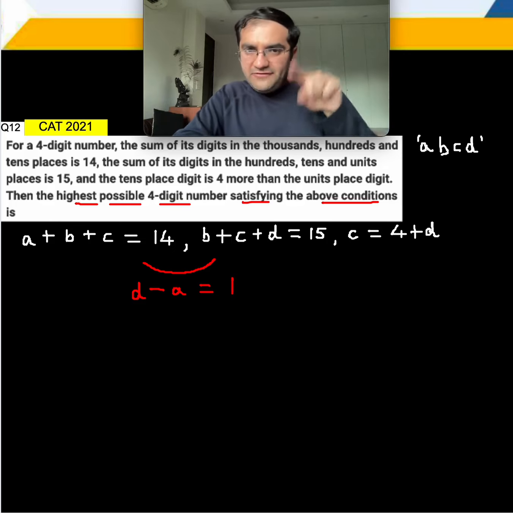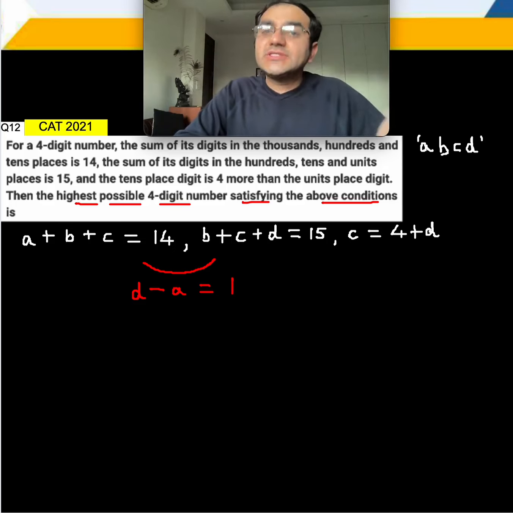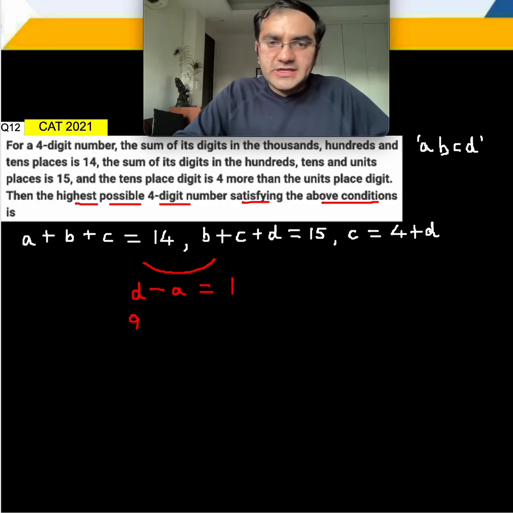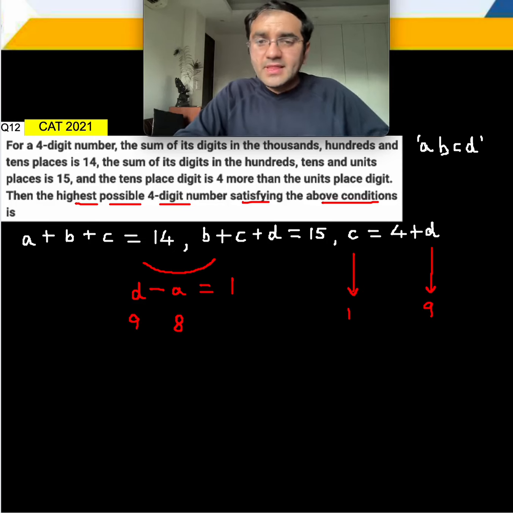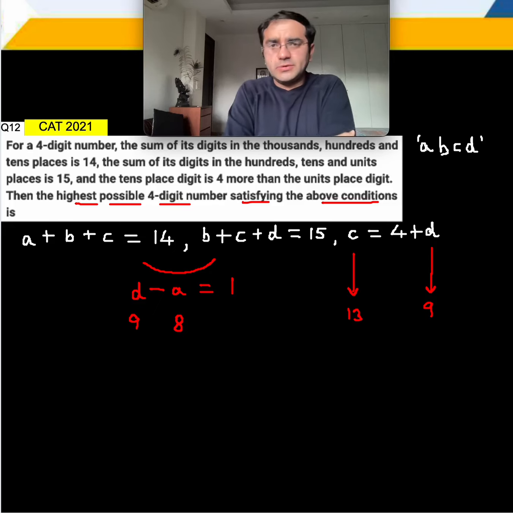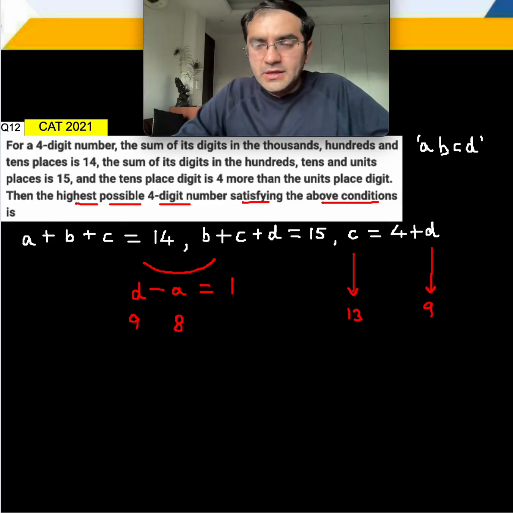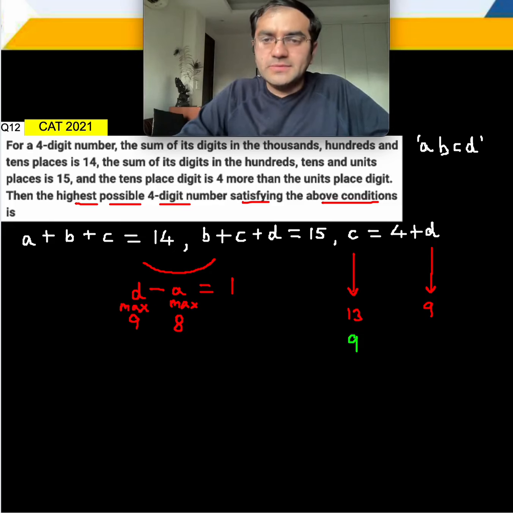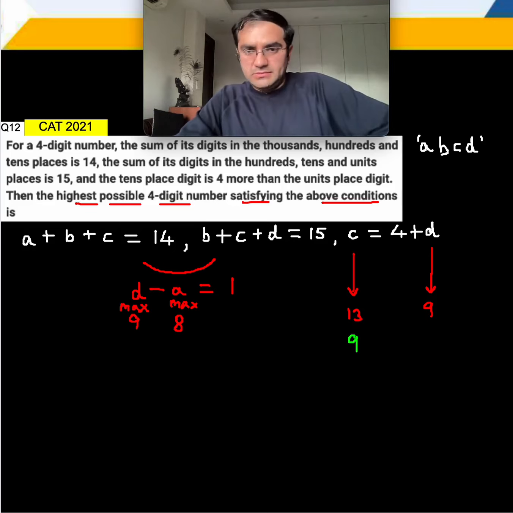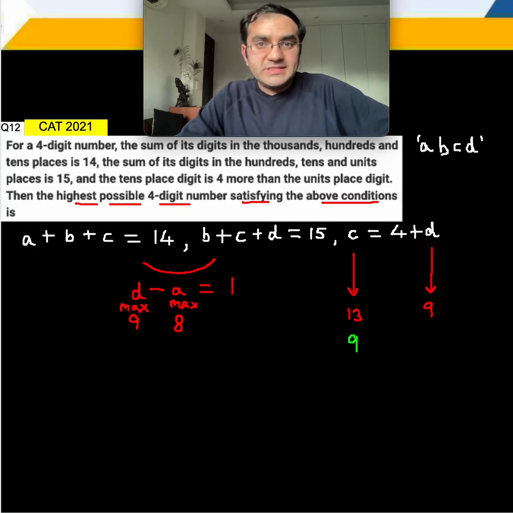And now if A has to be maximum, then D has to be maximum, right? So what is the largest value that I can give to D? Obviously 9. So A will become 8. So let me substitute D as 9 over here. So C turns out to be 13, but that's not possible because this is a digit. So D maximum cannot be 9. I have to maximize A and maximize D, therefore D maximum cannot be 9 because C gives 13. 13 not possible. C maximum is now 9.